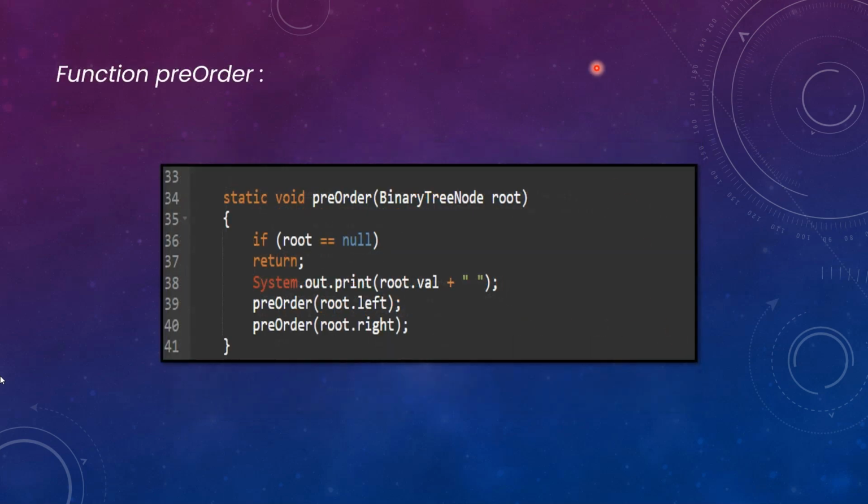The function preorder performs a preorder traversal of the binary tree and prints the node values. The base case is, if the current node is null, the function returns without doing anything. The value of the current node is printed, that is, preorder traversal visits the root first. The function then recursively visits the left child, which corresponds to the first child in the N-ary tree, and the right child, which corresponds to the next sibling in the N-ary tree.